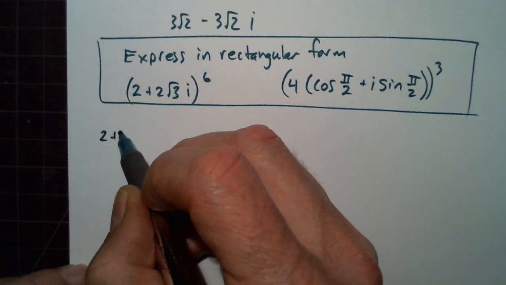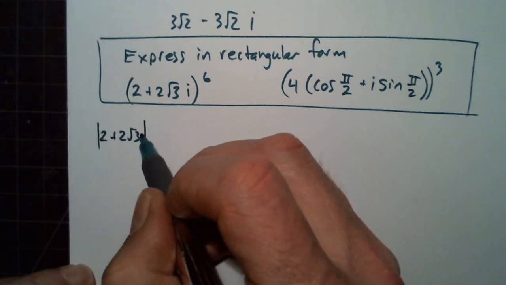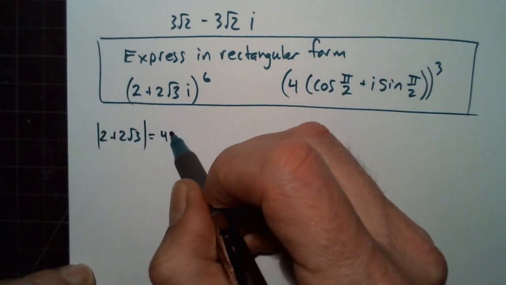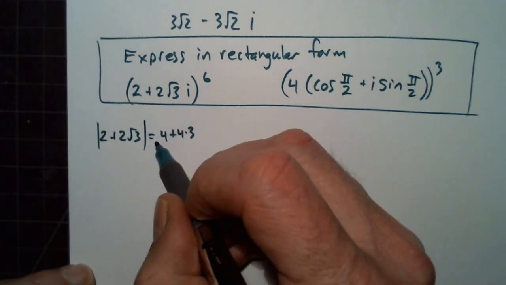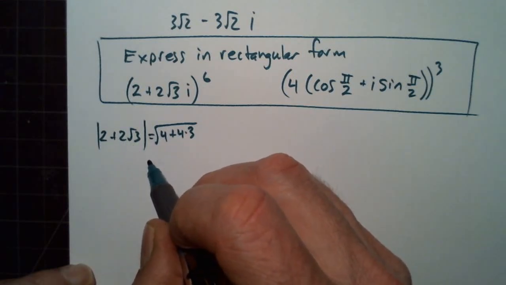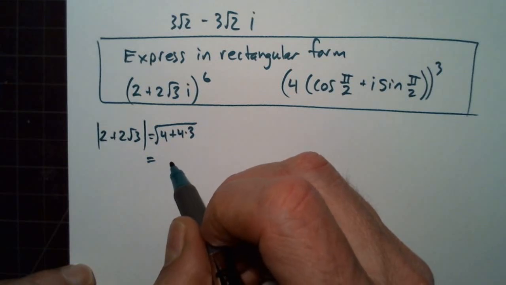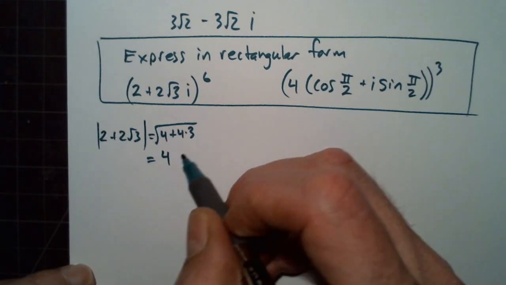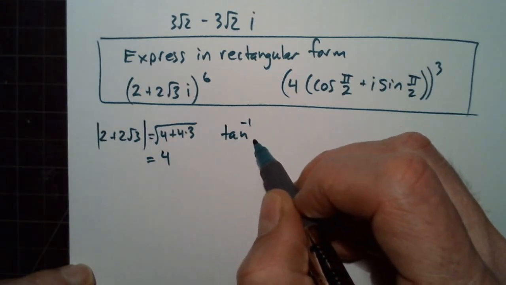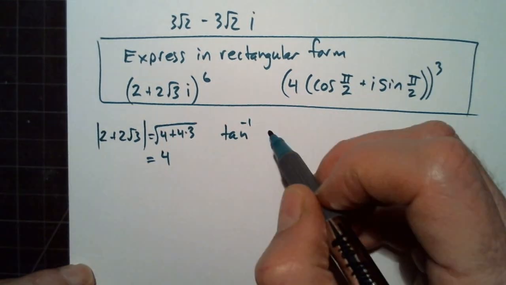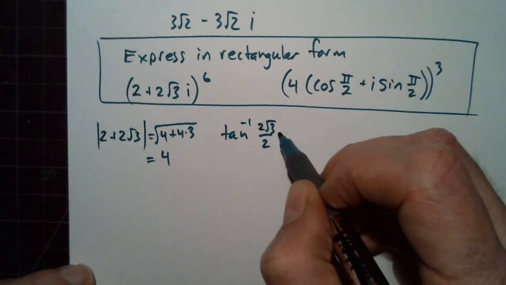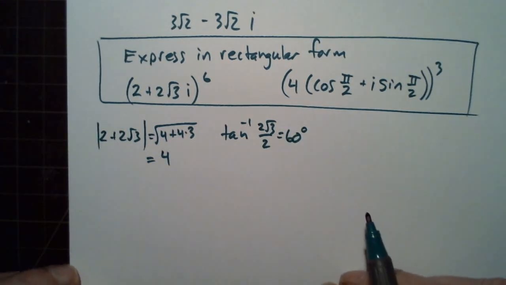So it's going to be 2 plus 2 radical 3. We don't include the i when we do this. 4 plus 4 times 3. Square each of them, and that's going to be 16. We get a 4. And then to find theta, we go inverse tangent of the vertical over the horizontal, and that gives us 60 degrees.